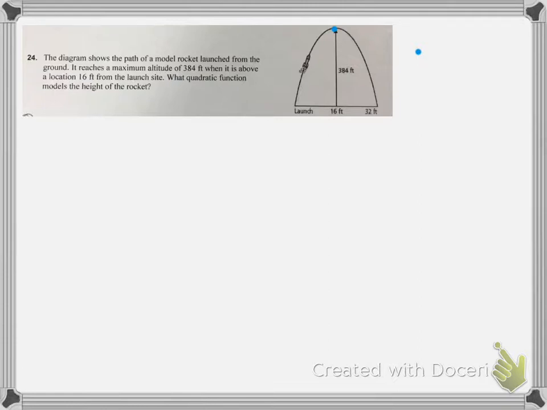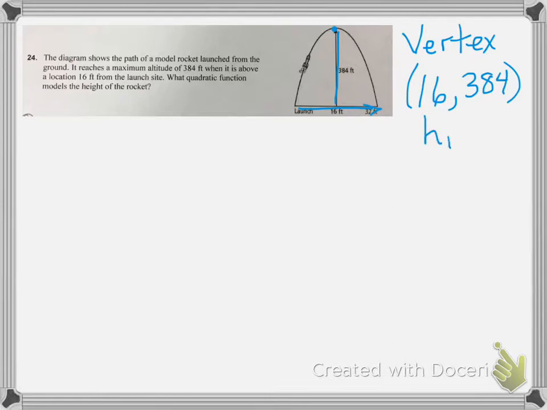And our vertex, okay, Nathaniel, what would you say our vertex is? It's 16 and 384. Right. Okay. It's 16. That's my x. Remember, because that's how it goes along the side. And then my height is what goes up. So that's 384. That's my y. Okay. So that's going to give us our h and our k for our equations.